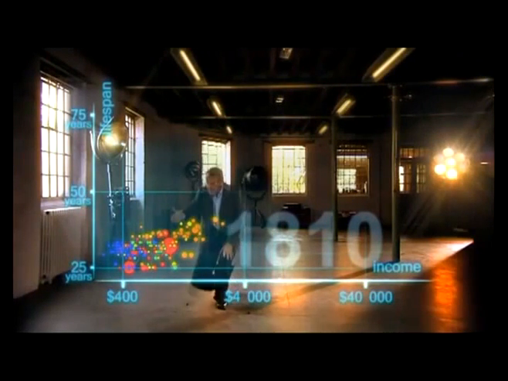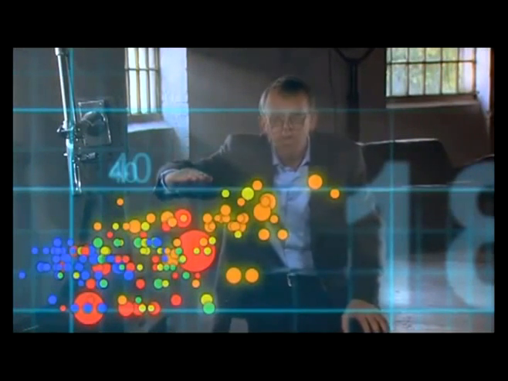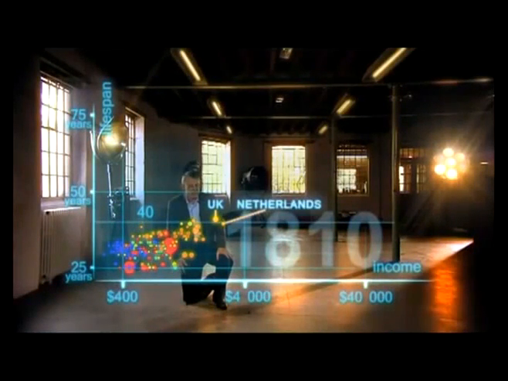And in 1810, it was pretty crowded down there, wasn't it? All countries were sick and poor. Life expectancy was below 40 in all countries. And only the UK and the Netherlands were slightly better off, but not much.